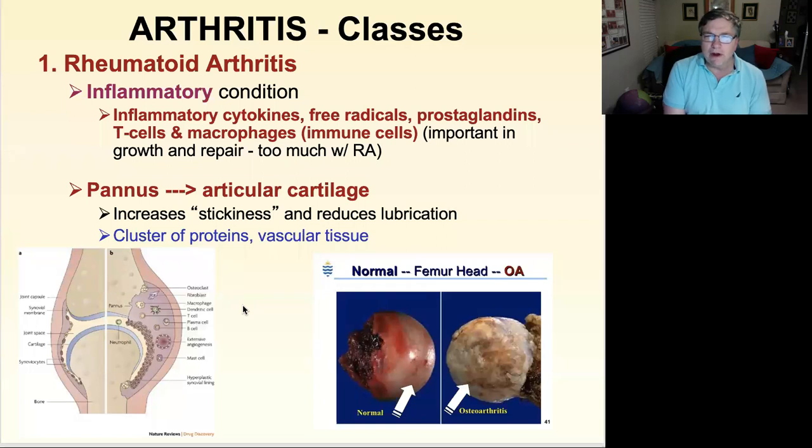So rheumatoid arthritis starts off as an inflammatory disease and continues that way. Osteoarthritis usually starts mechanically, but then it's accelerated through pro-inflammatory processes. So anyway, cytokines, free radicals, prostaglandins, etc., they just go up and they stay up.